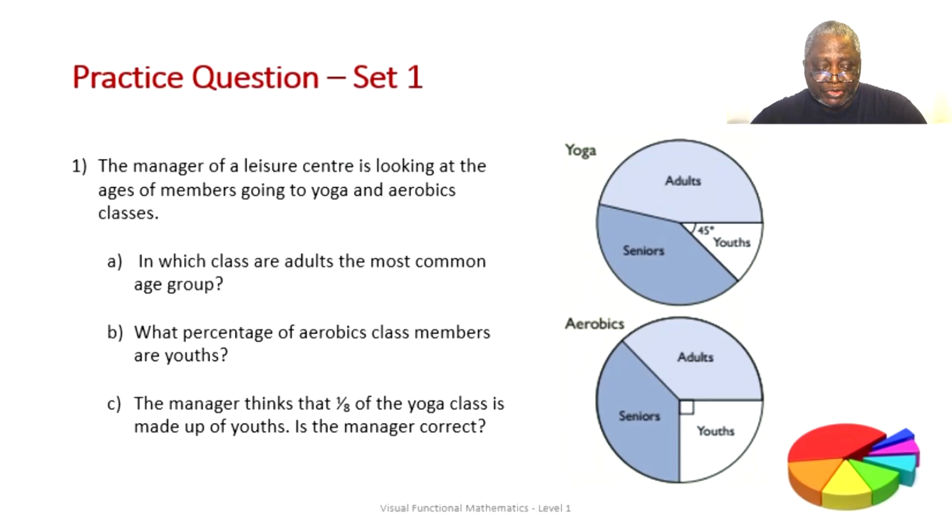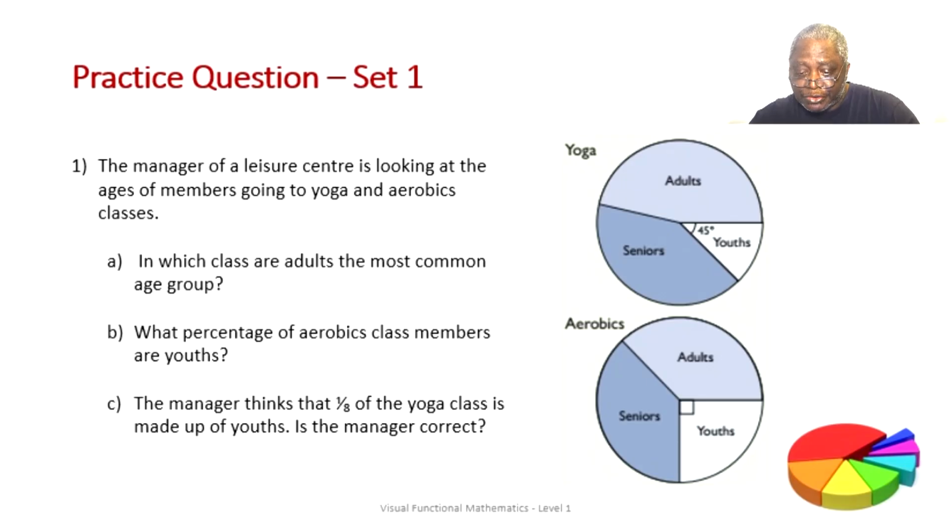Let's look at practice question 1. The manager of a leisure center is looking at the ages of members going to yoga and aerobics classes. A. In which class are adults the most common age group? B. What percentage of aerobics class members are youths? And then C. The manager thinks that 1/8 of the yoga class is made up of youths. Is the manager correct? You need to look at the charts, study them, and understand them. That's what information is about.